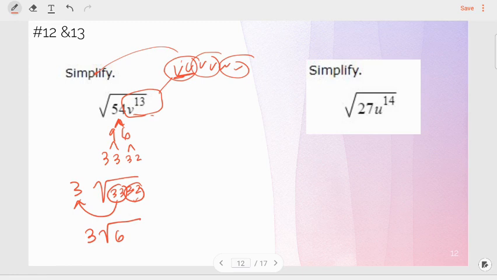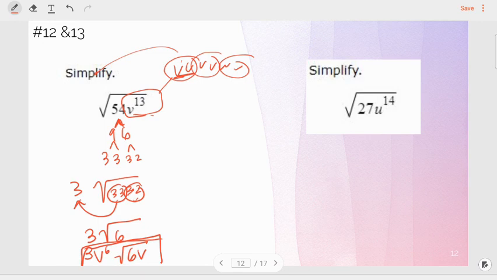So 6 pairs and 1 left over means I'm going to write 6 pairs of v's, so v to the power of 6. I'm going to write my radical sign. I'm going to rewrite the 6 that I had on the inside, and 1 v remains on the inside. So my answer is 3 v to the 6th power square roots of 6v.